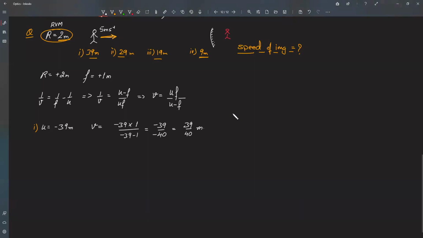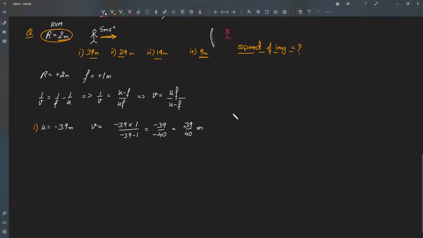So this is the first case. Second case, u is equal to 29. Okay, before going to that, let's stay here itself. Now we have to find at this point what will be its velocity. This is only the position of the image. So the image will be at 39 divided by 40 meters.